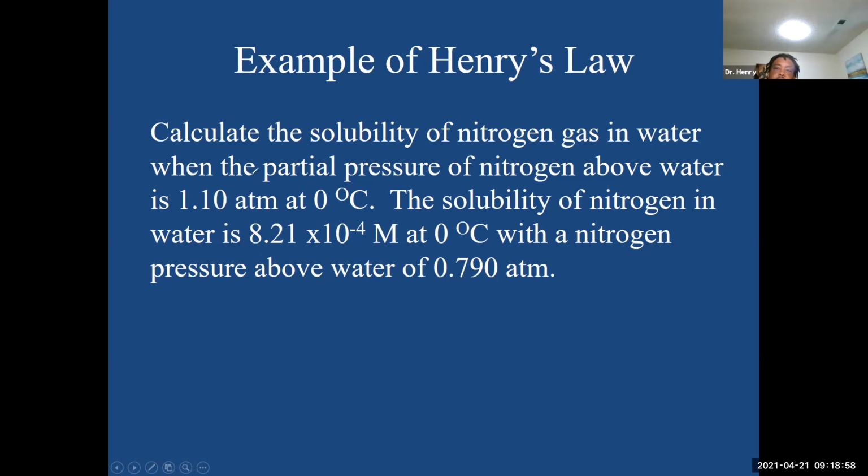Okay, so here's an example. Calculate the solubility of nitrogen gas in water when the partial pressure of nitrogen above water, the vapor pressure of nitrogen, is 1.10 atm at 0 degrees Celsius. The solubility of nitrogen in water is 8.21 times 10 to the minus 4 molar at 0 degrees Celsius with a nitrogen pressure above water of 0.790 atm. Okay, so what am I going to do?